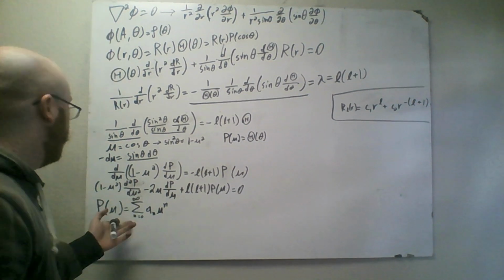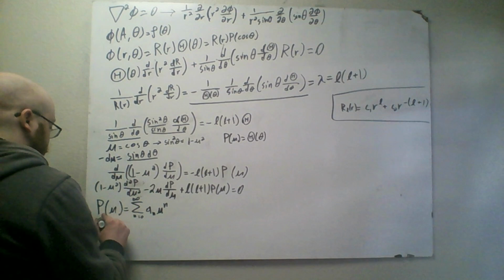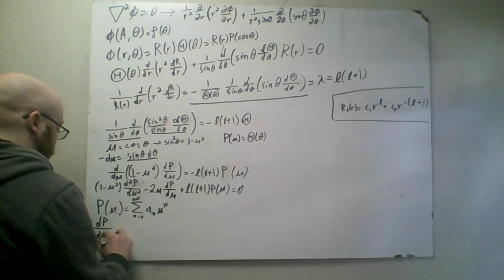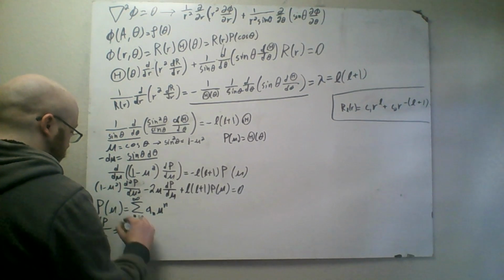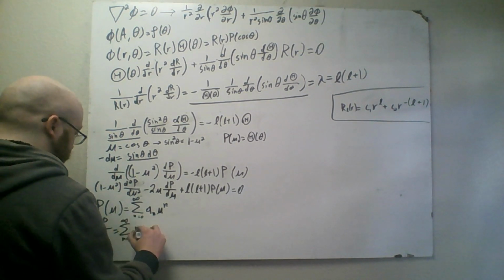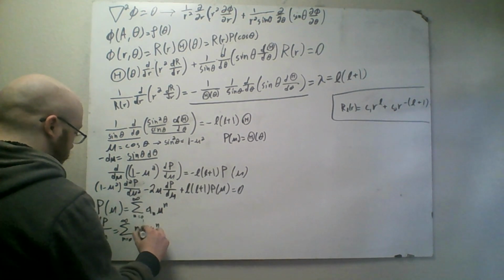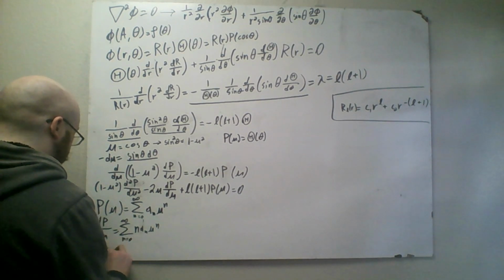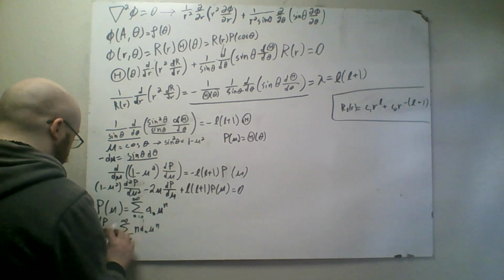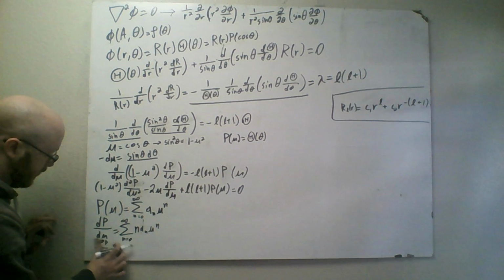Right. Anyway, so now all we got to do is plug this in. First, I'm going to write P of mu equals the sum from 0 to infinity of a n mu to the n, right? And then I take the second derivative of P. I don't know if I'm standing in front too much.